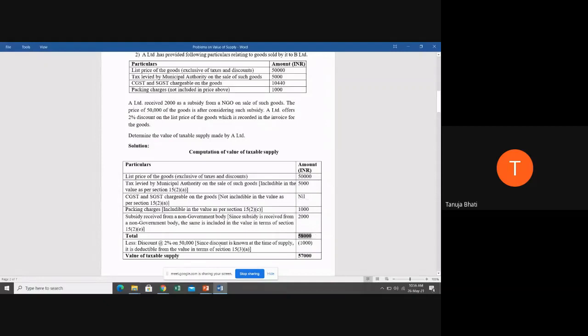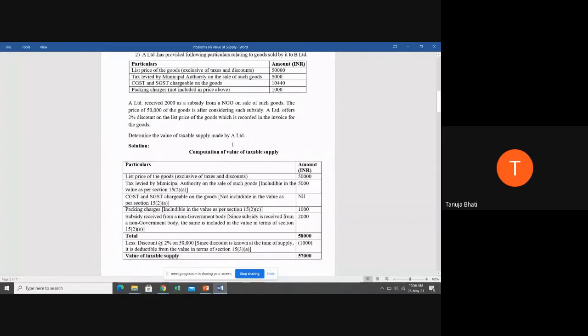Now from this 58,000, you're going to less discount. Discount is given at 2% on the list price, and list price mentioned is 50,000. So 2% on 50,000 is 1,000 rupees, which you have to exclude. Since discount is known at the time of supply, it is deductible as per section 15 subsection 3 clause A. So from 58,000, when you're deducting 1,000, you're getting 57,000. So the value of taxable supply is 57,000. On 57,000, you are going to charge GST depending upon the rate of GST.